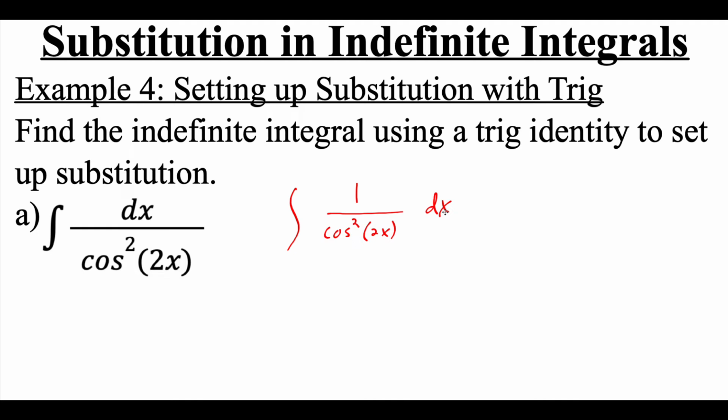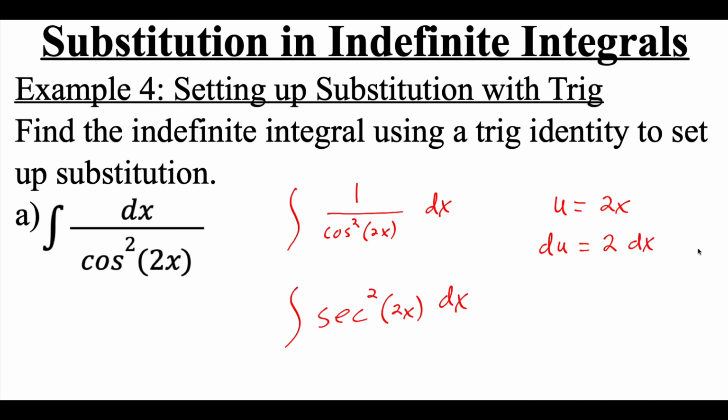Now we're going to use a reciprocal identity. 1 over the cosine is the same as the secant. So we can turn this into the secant squared of 2x dx. And then what we're going to do in here is let u equal 2x. And then if we do that derivative, then du is going to equal 2 dx.